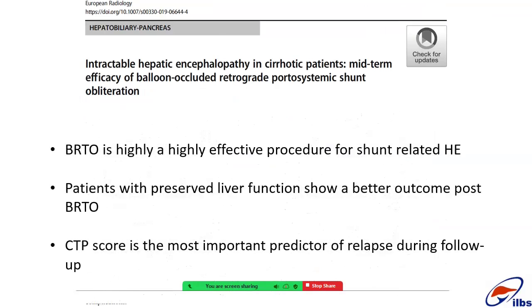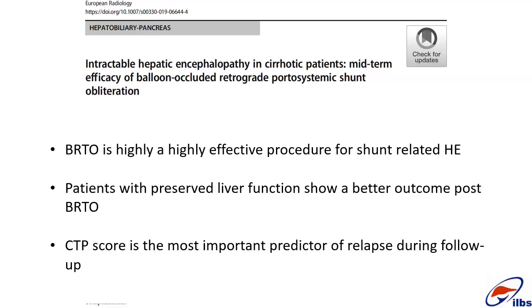And we concluded that BRTO is a highly effective procedure for shunt-related hepatic encephalopathy, and patients with preserved liver function show a better post-BRTO outcome. More so, the liver synthetic function shows a definite improvement. So it was not only controlling hepatic encephalopathy and gastric varices, but the liver synthetic function was also improving. That happened because you are making a hepatopetal flow, forcing the blood to go towards the liver. All the gut hormones should reach the liver, which was being bypassed.